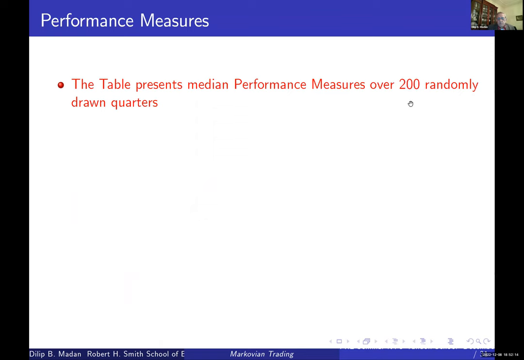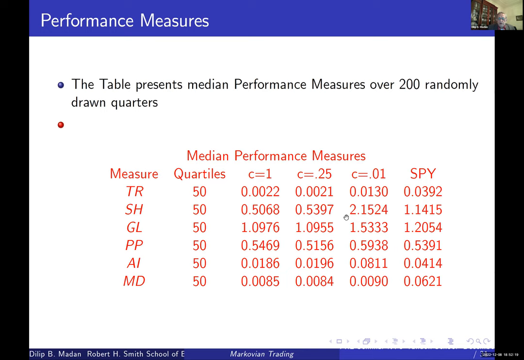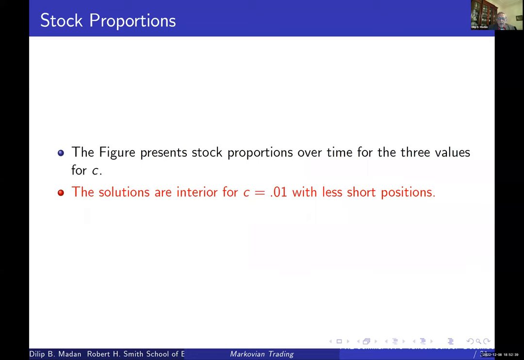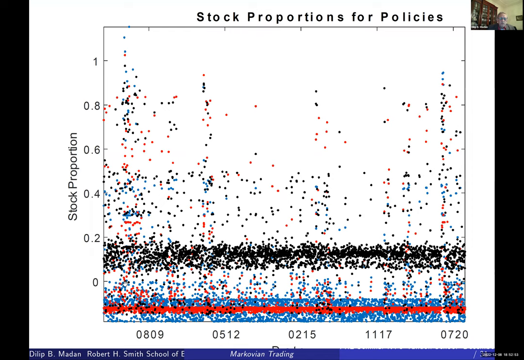So the table presents performance measures over 200 randomly drawn quarters. And you get Sharpe ratios of 2.15 with C equal to 0.01, which was the one that was actually working a bit better than the others. These are other performance statistics, acceptability index, gain loss ratio, and things. And of course, in building the policy function, we did put constraints to have it between minus 0.02 and plus 1 or something. And these are the stock proportions.